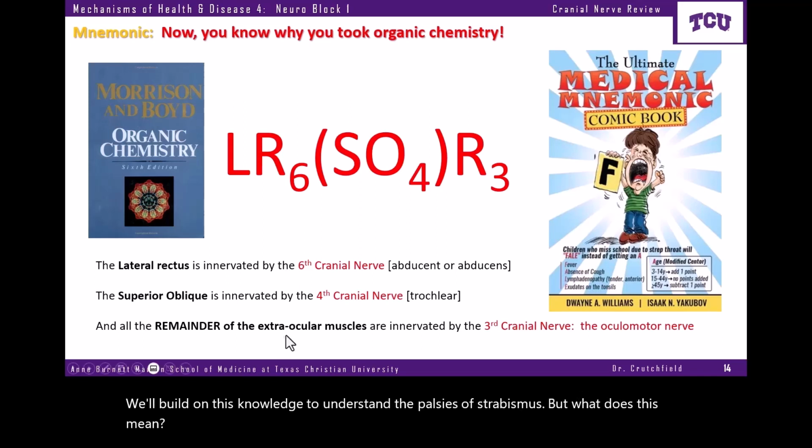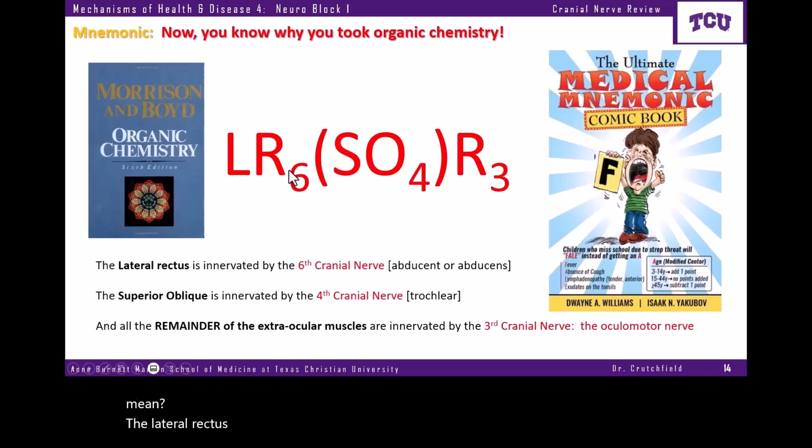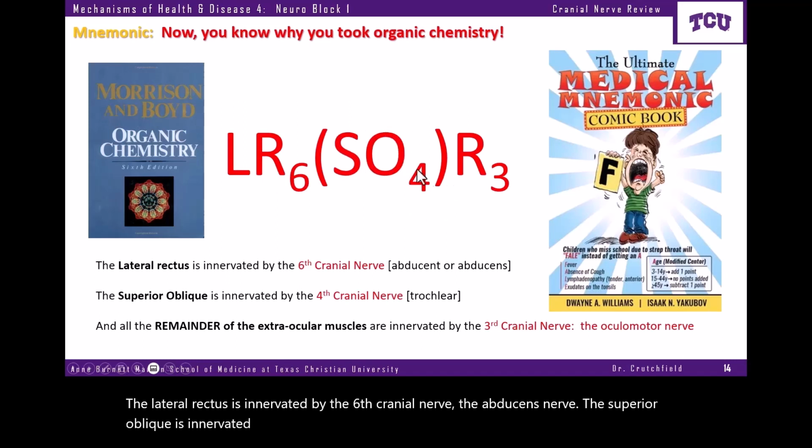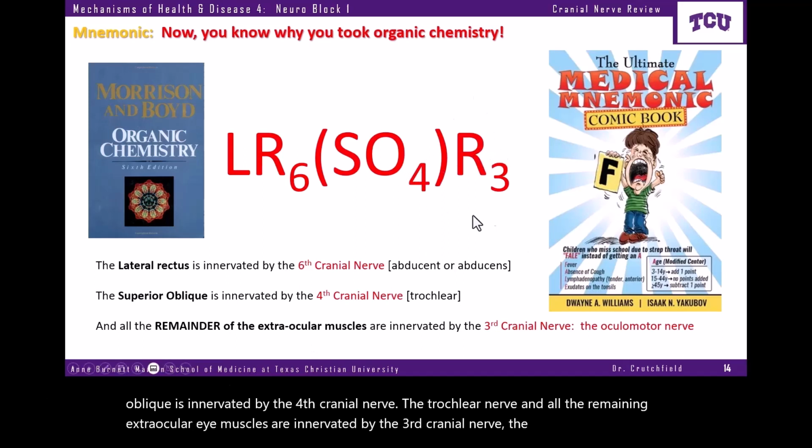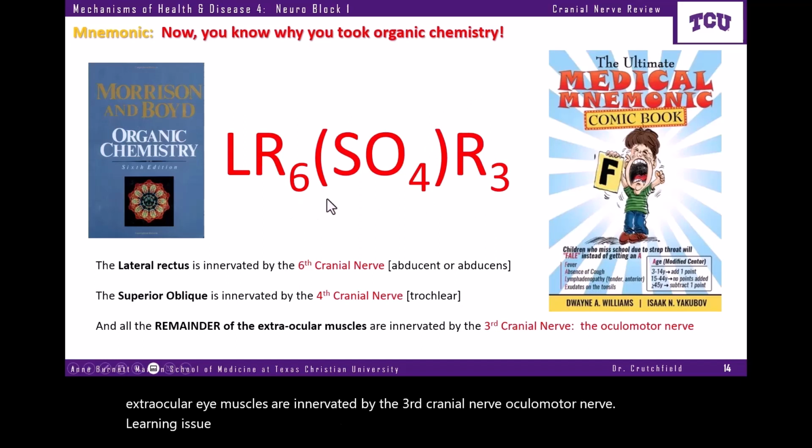The lateral rectus is innervated by the 6th cranial nerve, the abducens nerve. The superior oblique is innervated by the 4th cranial nerve, the trochlear nerve, and all the remaining extra-ocular eye muscles are innervated by the 3rd cranial nerve, the oculomotor nerve. Learning issue: use this very important mnemonic and explain the innervation of the eye muscles.